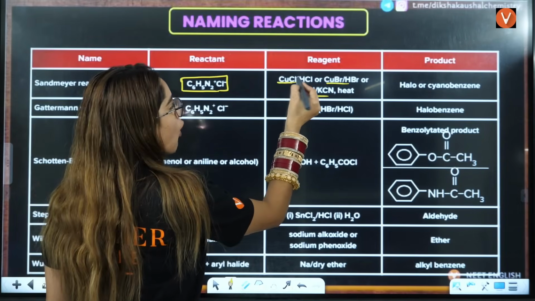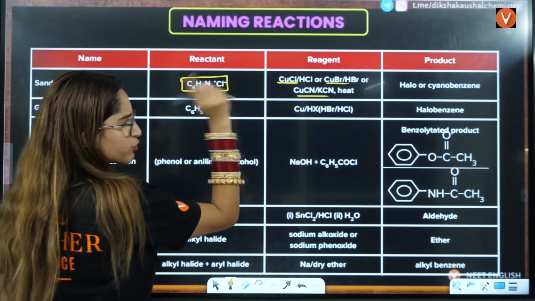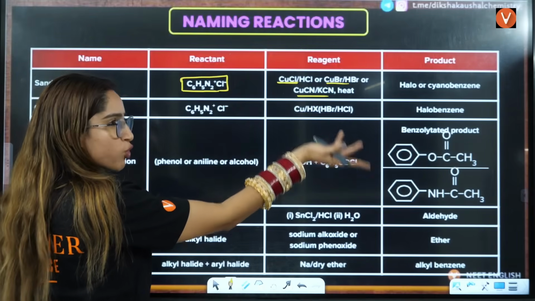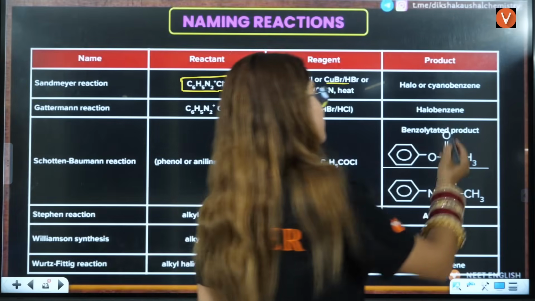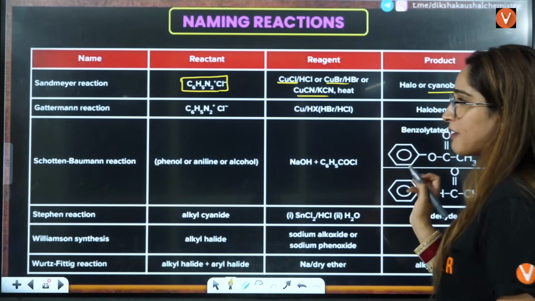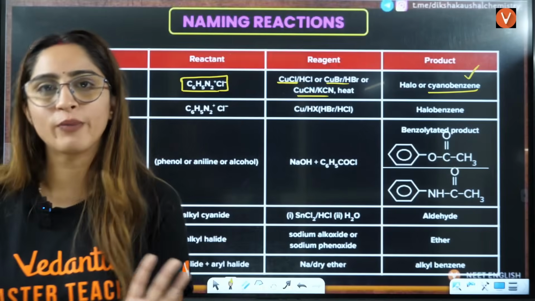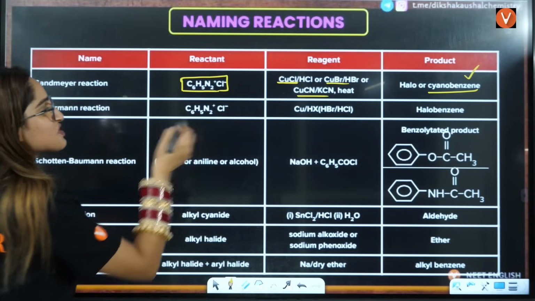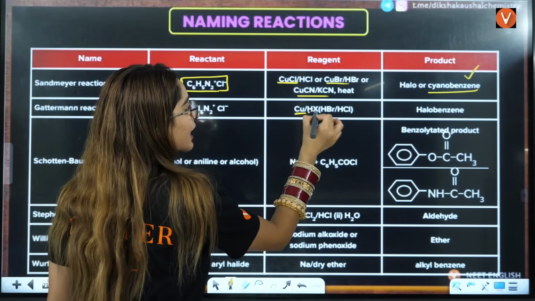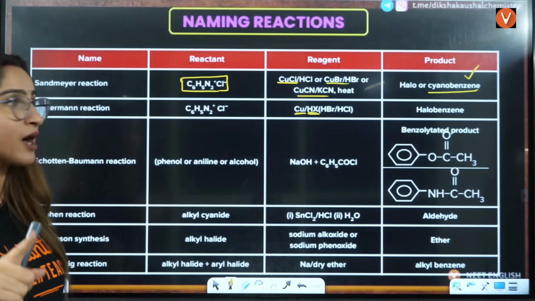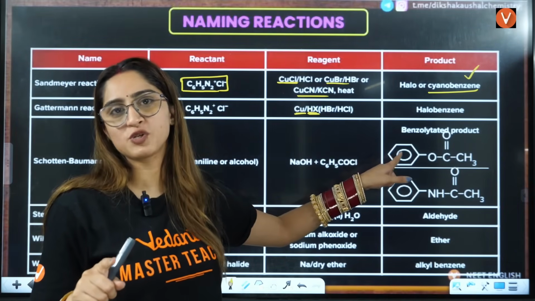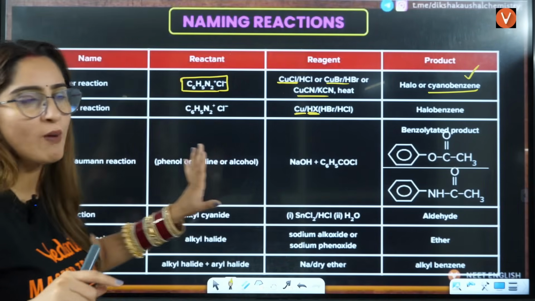So when you add salt of, let's say, copper chloride, it will be converted to chlorobenzene, bromobenzene, or cyanobenzene also is possible in Sandmeyer. But in Gattermann, cyanobenzene is not possible, right? Because in Gattermann, you can use copper powder and you can use HX, where HX can be either HCl or HBr. HCN is not possible here. That is an important point to mark, right?